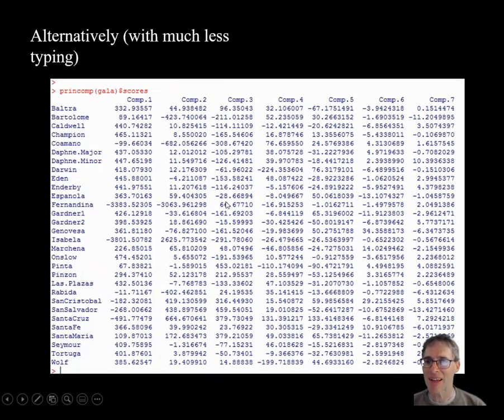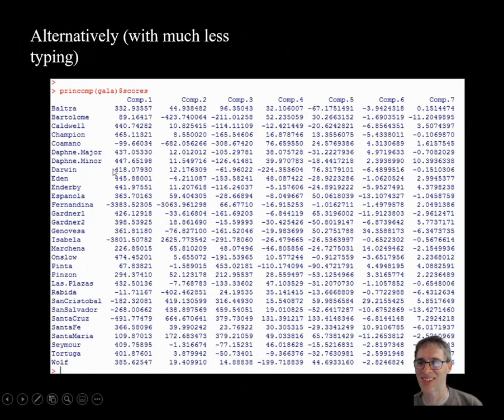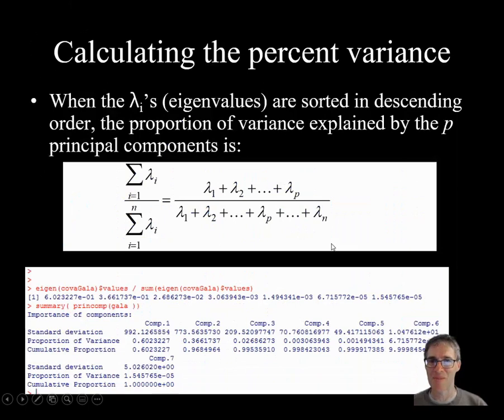So that's a fair amount of typing. Just memorize these numbers, 332, 89, 440, just to show that they're the same here. Or with much less typing, I can take the original data and just say print comp, gala, scores, and that's how I get my principal components.